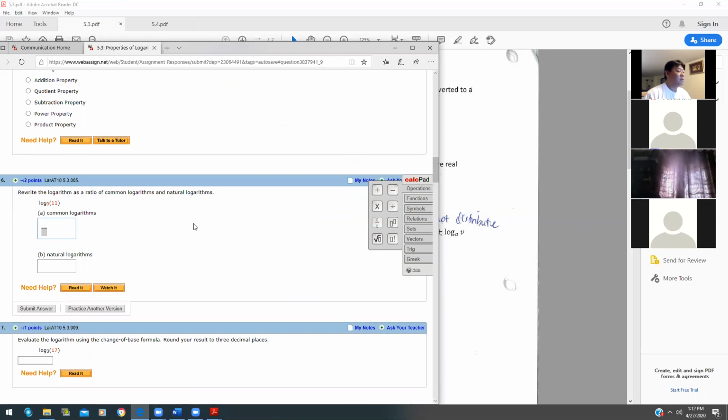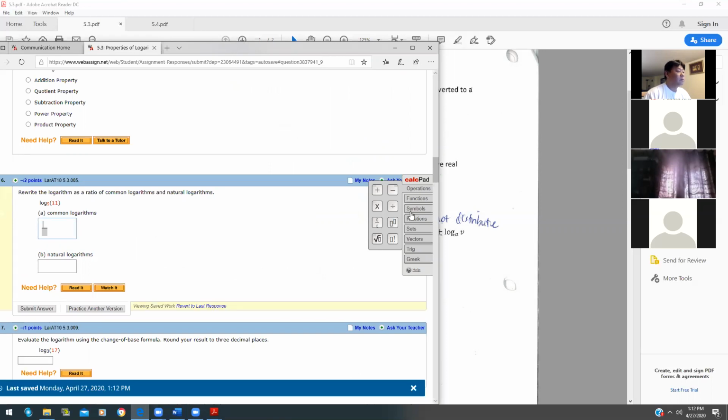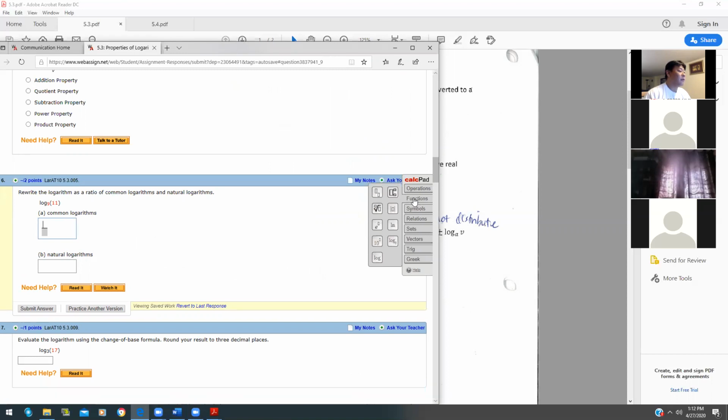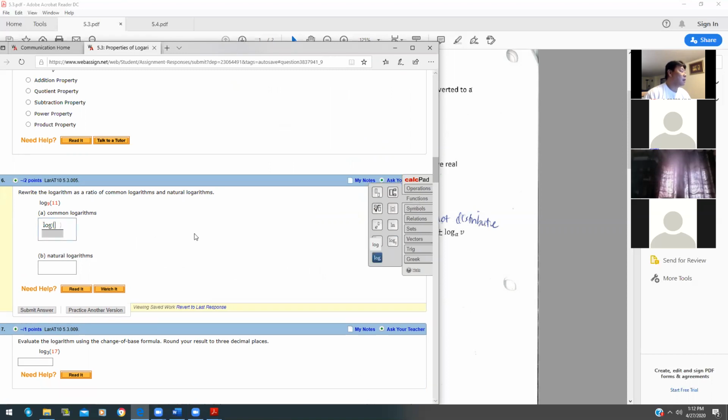Put in fractions. Log what? Symbol, that function. No base, just log. And now what should we put up here? 9 or 11? Yes. Put your parentheses, and then log 9. That's it. That's your answer.